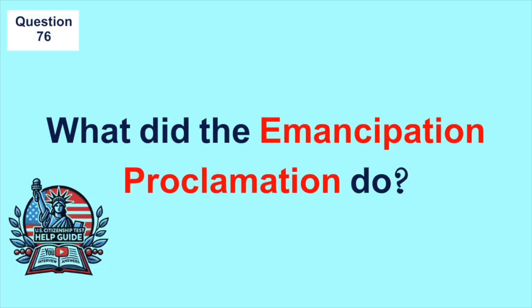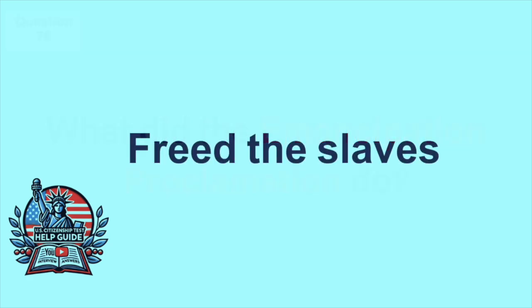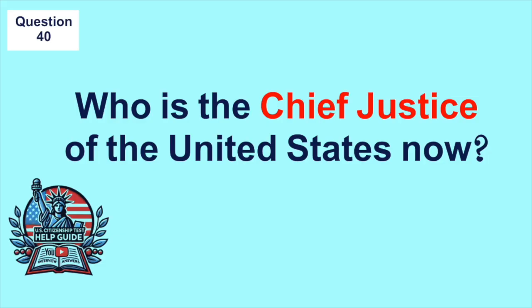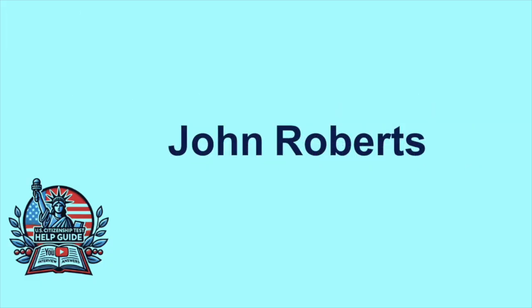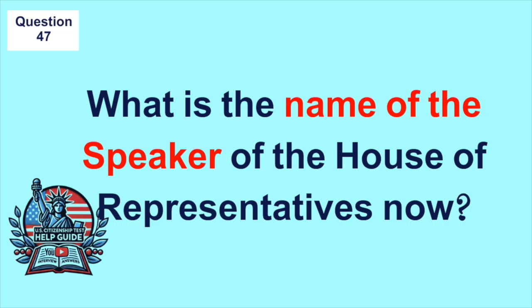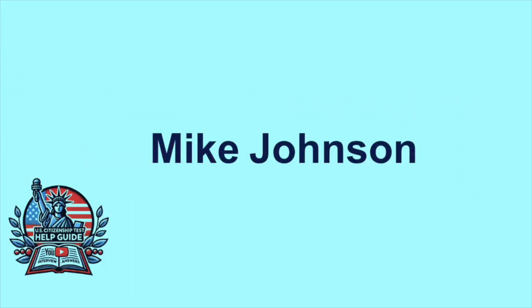What did the Emancipation Proclamation do? Freed the slaves. Who is the Chief Justice of the United States now? John Roberts. What is the name of the Speaker of the House of Representatives now? Mike Johnson.